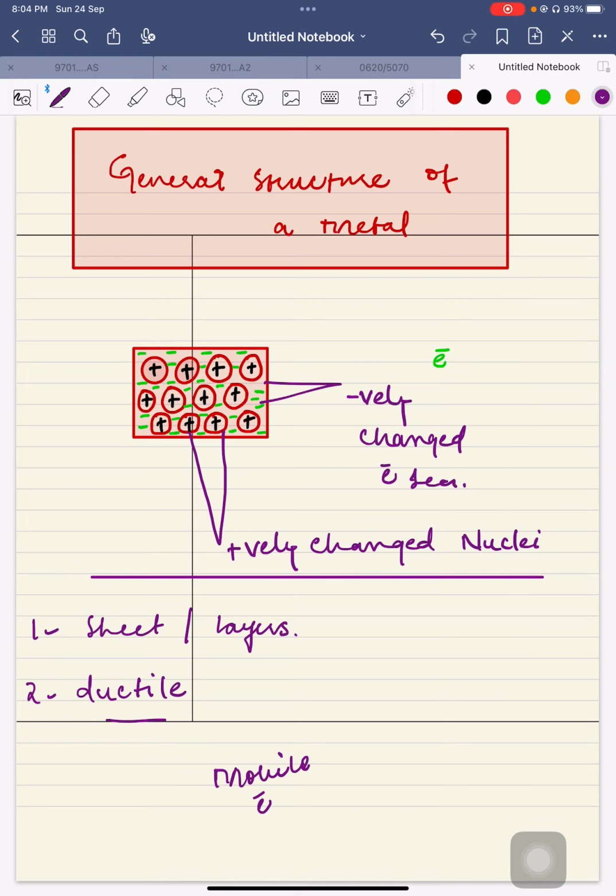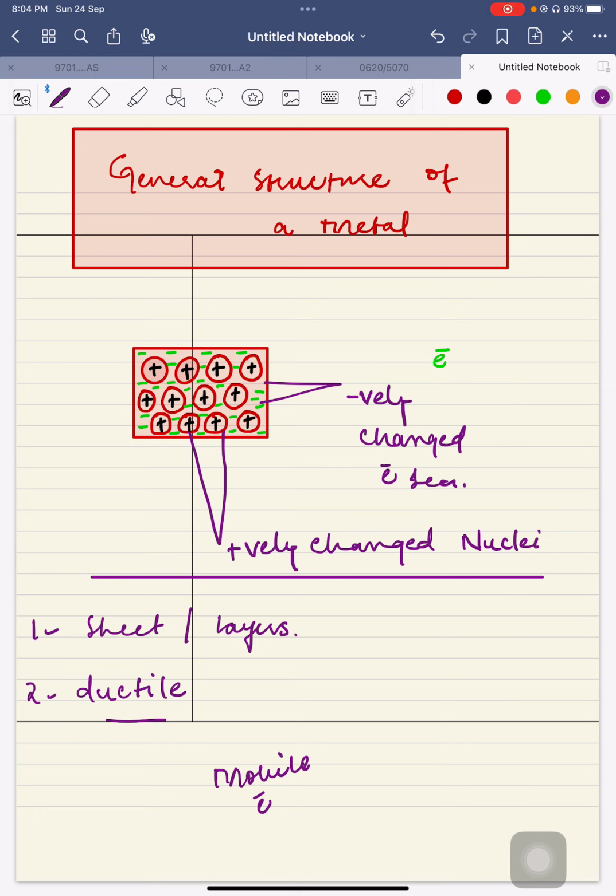Now, before moving ahead, I would like to inform you what is current. Current is the flow of electrons. So whenever the current is passing through a metal, old electrons are replaced by new electrons. Positively charged nuclei stay in position, and in this way, we can say that electric current is passing through a metal. Okay, so this is the generalized structure of a metal.